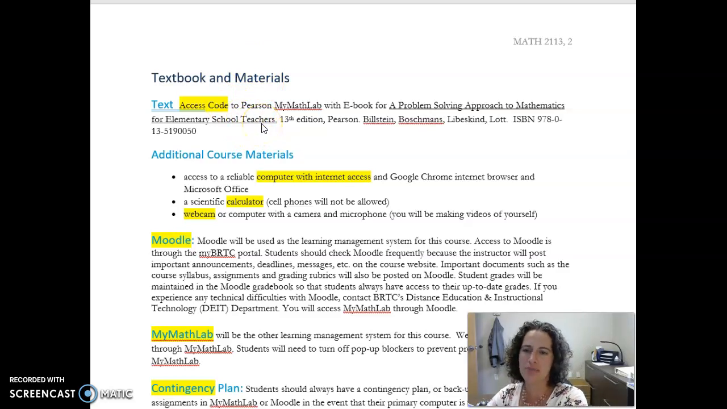Now you can buy it from Pearson for probably cheaper than what you can buy it from the bookstore, but if you're using financial aid, you're going to have to go through the bookstore to get it.